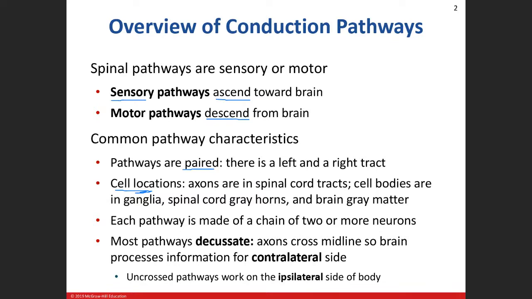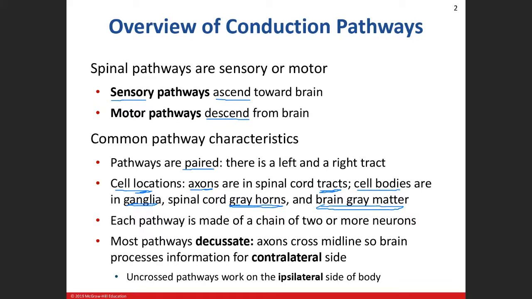So the axons in the central nervous system are called tracts. And the cell bodies, or the somas, in the peripheral nervous system are called ganglia. This is important: the cell bodies are in the peripheral nervous system, so we call them ganglia. We'll also see them in the spinal cord gray horns, and in gray matter. Now when we're up in the brain, they're known as gray matter, and then they are known as a nucleus.